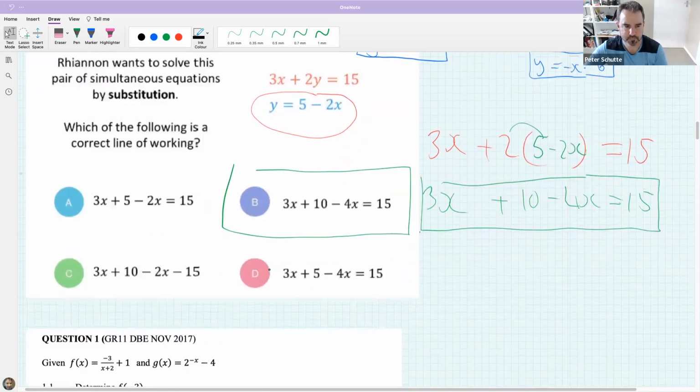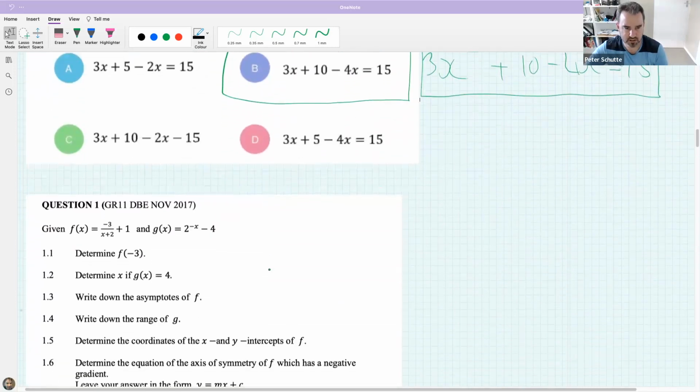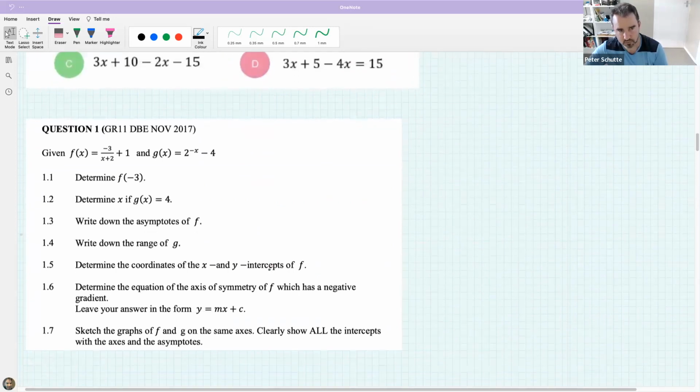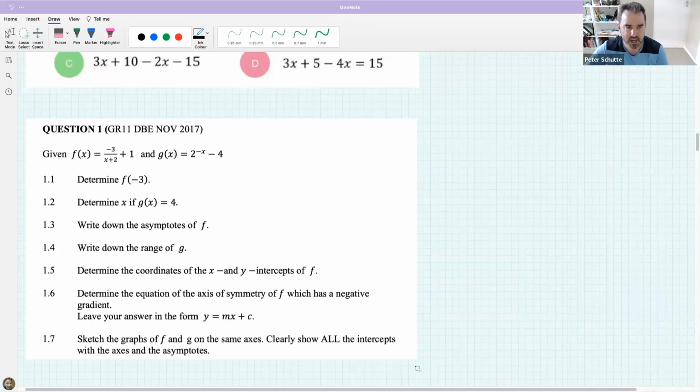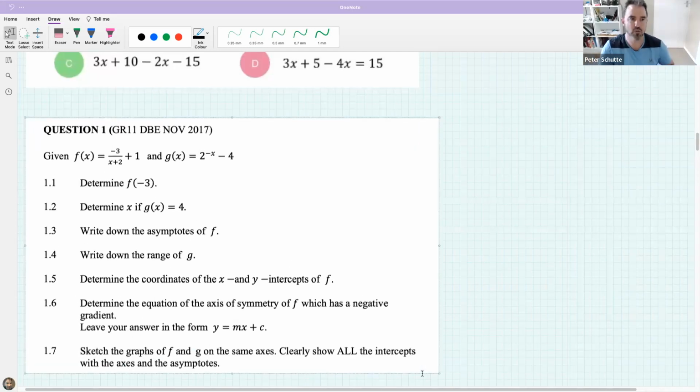So, okay, let's look at a past exam question here. So this is from the DBE 2017 grade 11 paper. And I want you to do by yourself now 1.1 to 1.3. See if you can do those three questions by yourself. And when you feel like you've done those three, just say done in the chat. If you have a question that you'd like to ask, I want you to just raise your hand or ask it in the chat.